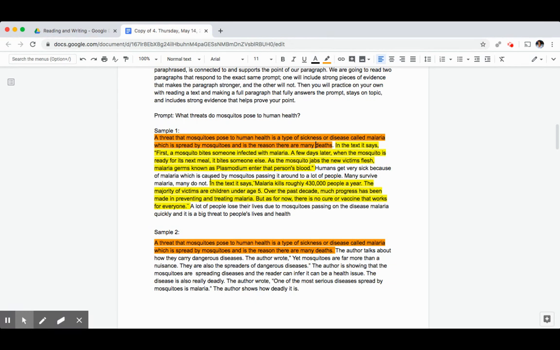The author wrote, "One of the most serious diseases spread by mosquitoes is malaria." The author shows how deadly it is.